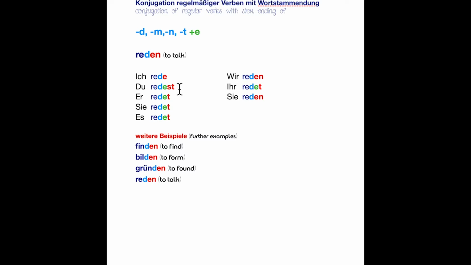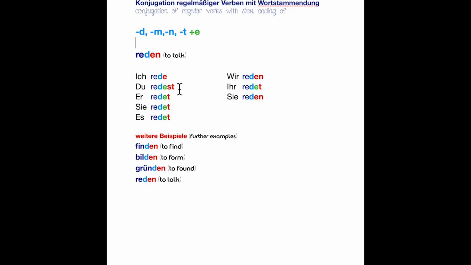Now, if we take du redest, you will find that there's the first time the helper e. St is what you already have learned. When you have du, you add to the word stem st. Now, we couldn't pronounce it quite well. Du redst is kind of weird to say. So we need this helper e to make it a little bit easier for us to say it. So you would say du redest. We need that e there.